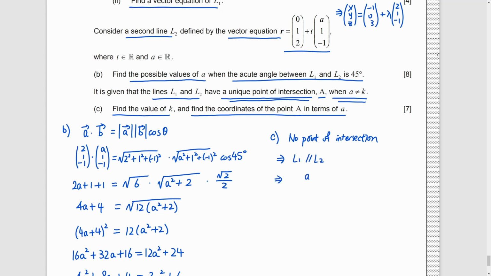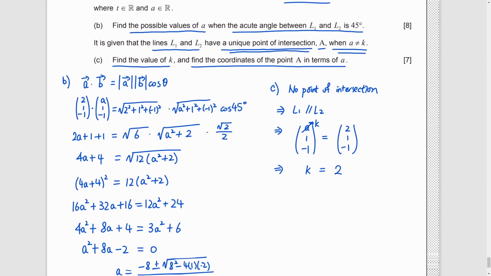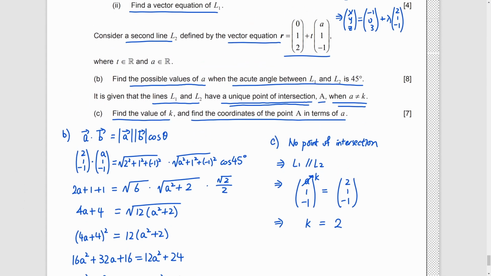Then, their direction vectors will be in the same ratio. For here, as the y and z entries are the same, A must be 2, as well as K. After that, we try to find the intersection of L1 and L2. So, we set them to be the same.